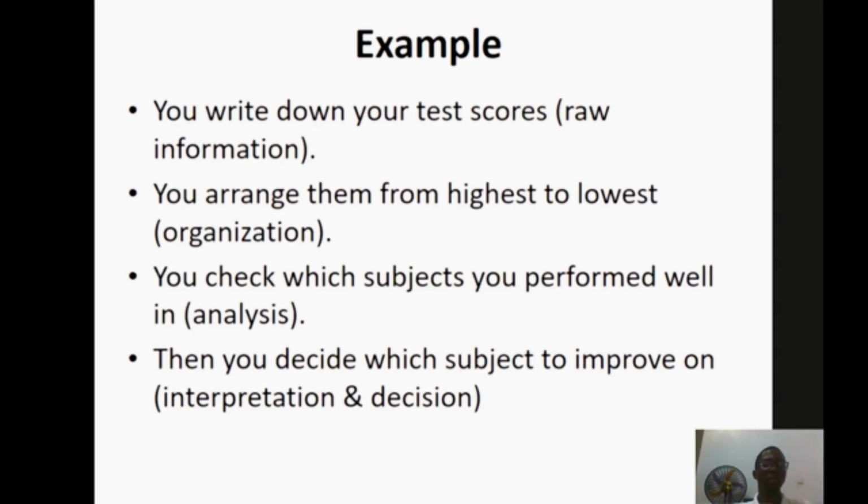Now, using this class example, you write down your test scores. Your test score, writing it down, is actually raw information. The test scores, let's say you have 10 over 20. Now that 10 that I've written down is raw information because it has not been processed. You've not actually made a decision with it yet, so it's just written down.